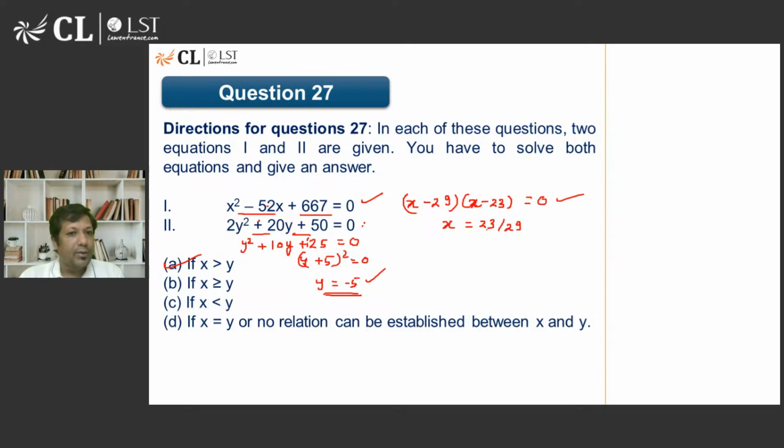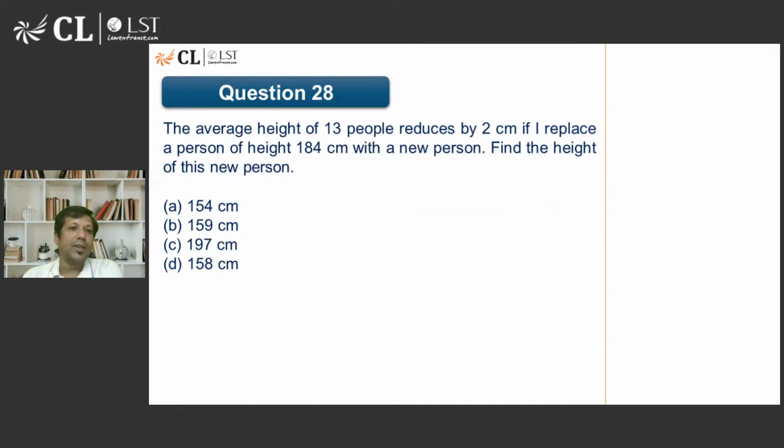So here the value of y is always going to be negative. Value of x is going to be always positive. So x is always going to be greater than y. You don't actually need to get the individual value of x and y. By using this logic, we can directly get the answer of this question. Now let's move on to the next one.